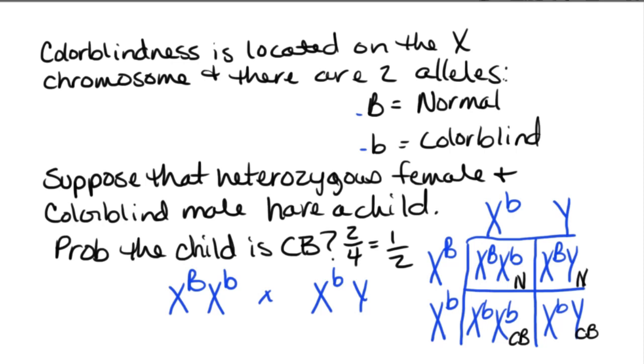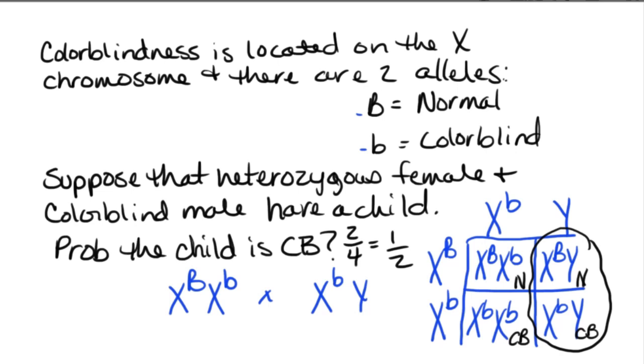We could also be a little more specific with this, and we could say, what is the probability that if they had a male child, that he would be colorblind? In this case, it's still going to be 1/2, but what we would specifically do is we would look at the male children, which would be these 2 boxes here, and we'd say 1 out of 2 are going to be colorblind if they had a male.